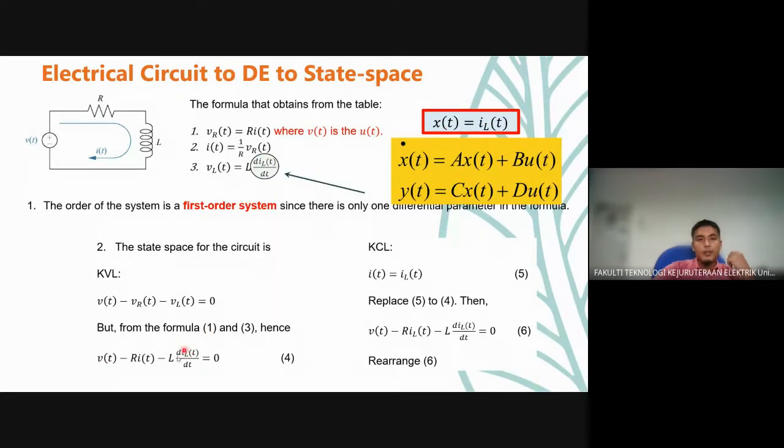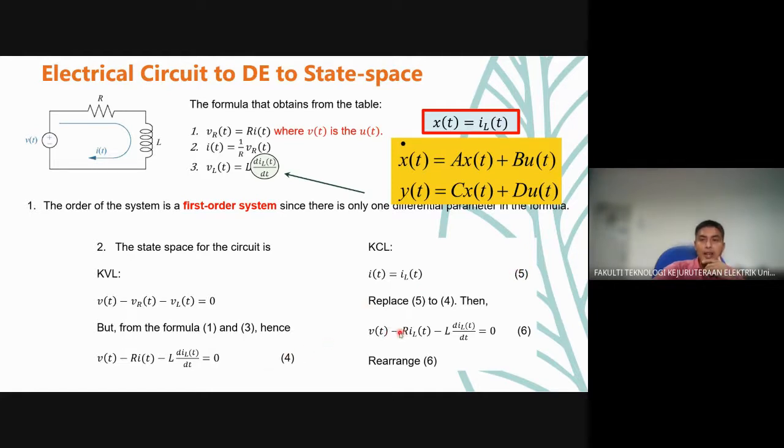Vt is the input. You do not need to disturb it. But this term does not have any ILT term here. So you need to replace this IT with the term that relates to ILT. That's why we use the Kirchhoff current law, KCL, and we see that IT is actually equal to ILT. So we just replace equation number 5 into 4.